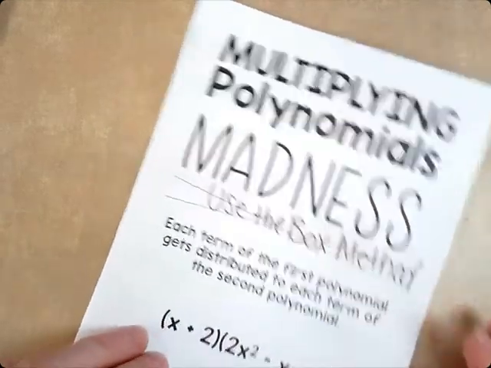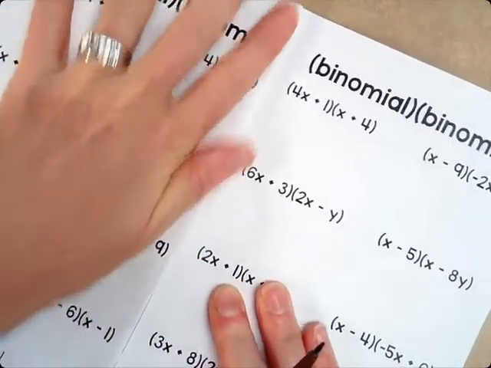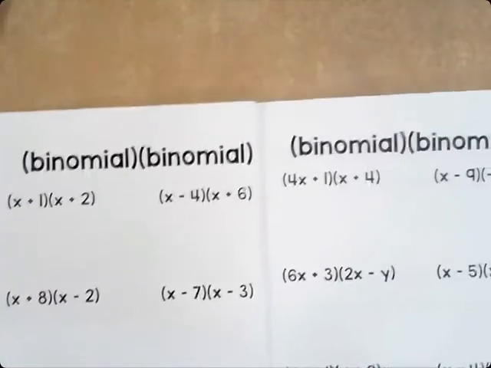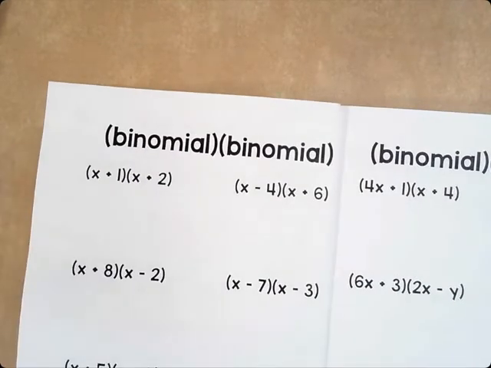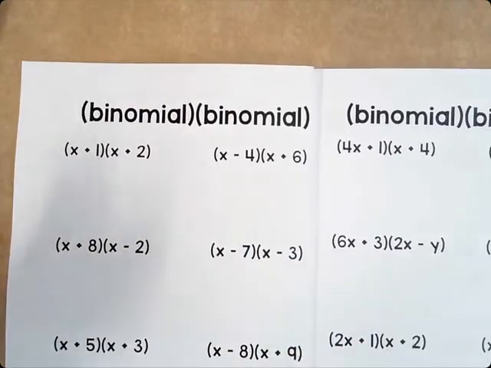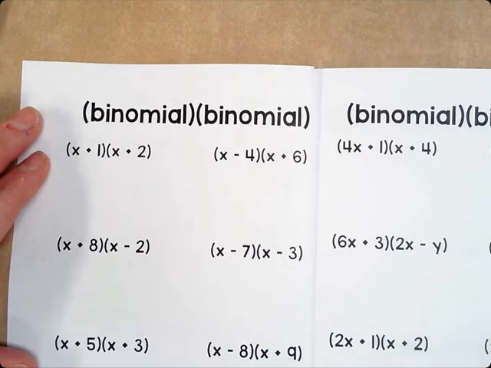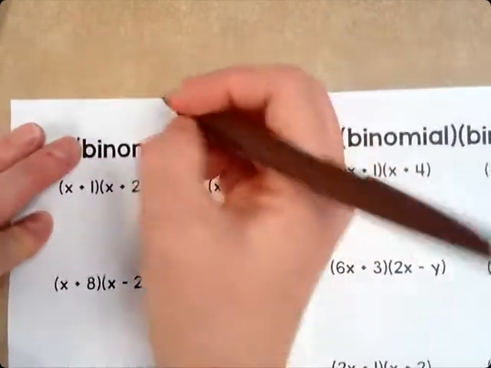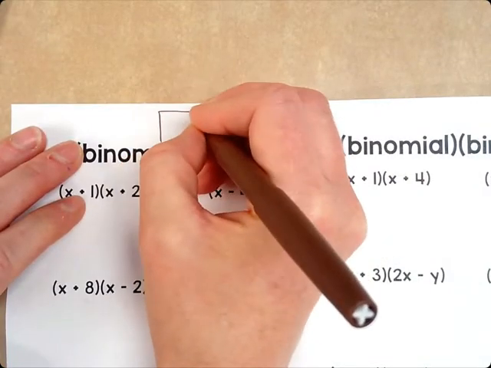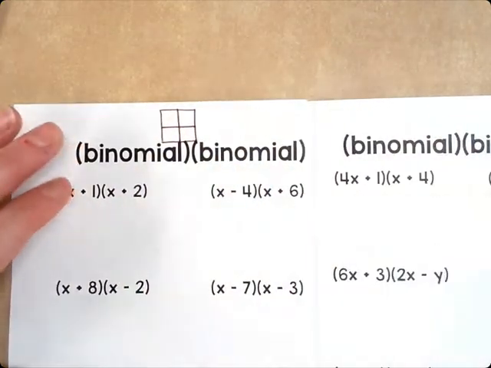So let's turn to the inside. So this is binomial times binomial. When we do this, we are going to create a box that has 2 rows and 2 columns like this.